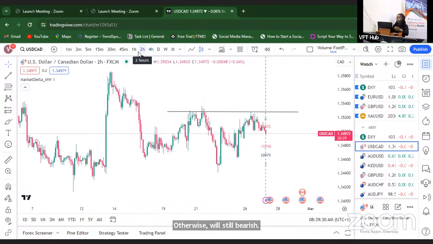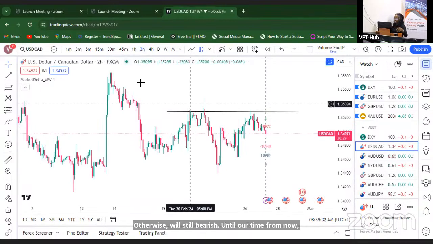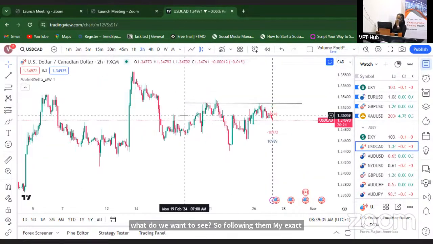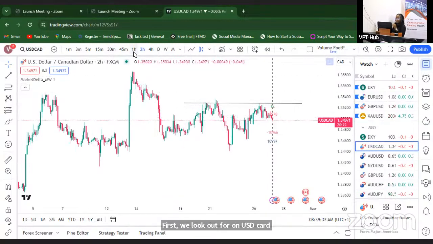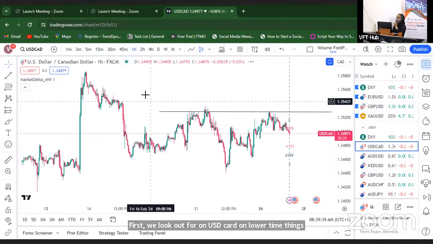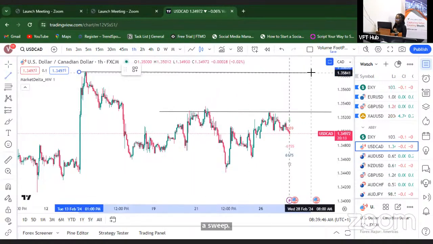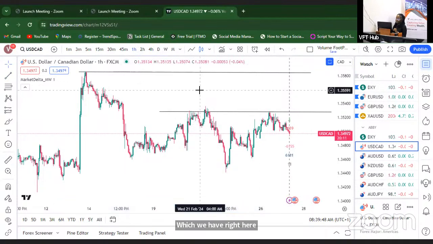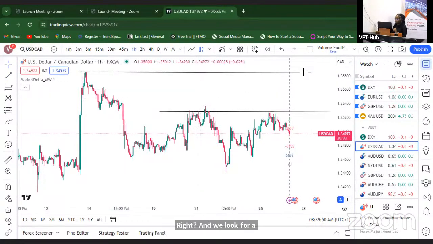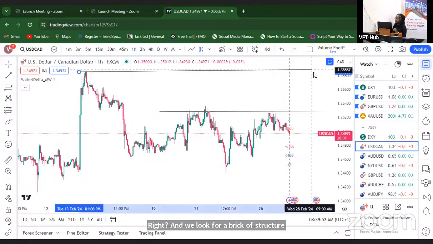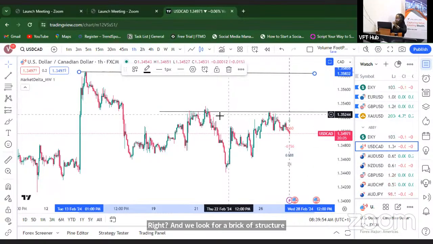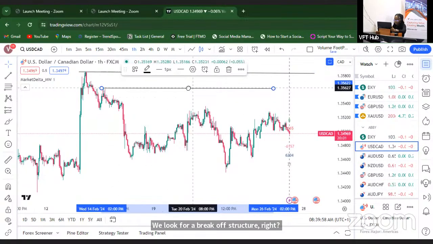So following my exact entry strategy, the first thing we look out for on USD CAD, on lower time frames like 2-hour and 1-hour time frame, we firstly check for a sweep, which we have right here, right? Then we look for a break of structure. We look for a break of structure, right? Which we have right here.